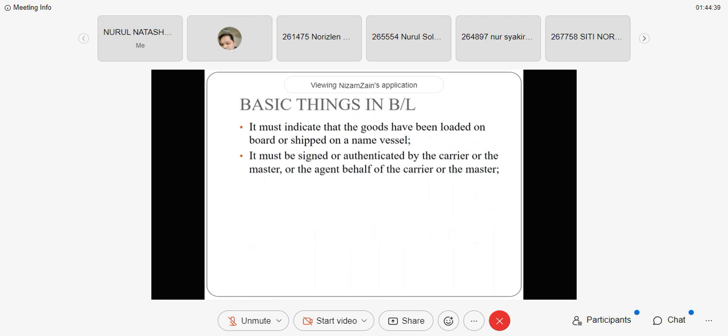So the basic things in a BL is it must indicate that the goods have been loaded on board or shipped on the named vessel. The name of the vessel must be clear. Name of the vessel, the IMO number, and the flag of convenience. Right? Where is the ship registered? And it must be signed or authenticated by the carrier or the master, the captain, or the agent on behalf of the carrier or the master. Broker also can, right? Acting on behalf. Many carriers engage brokers to deal with it.